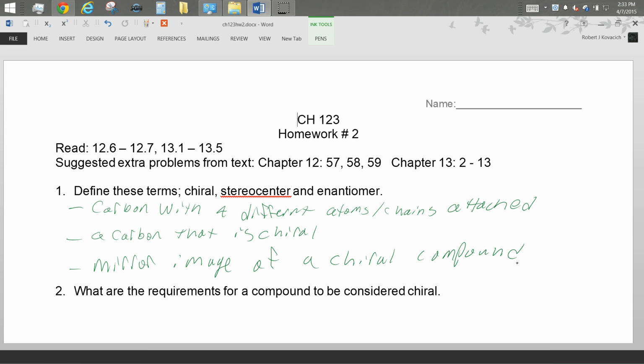So if you've got a molecule and it's got two chiral carbons in it, how many different possibilities are there for that molecule? 4. You could have a plus plus, a plus minus, a minus plus, and a minus minus. Or you could say R, S, L, R. So each of those are different possibilities.